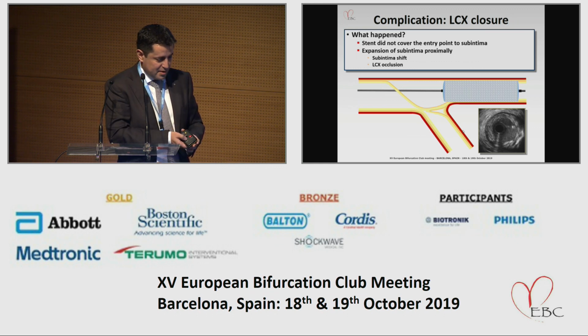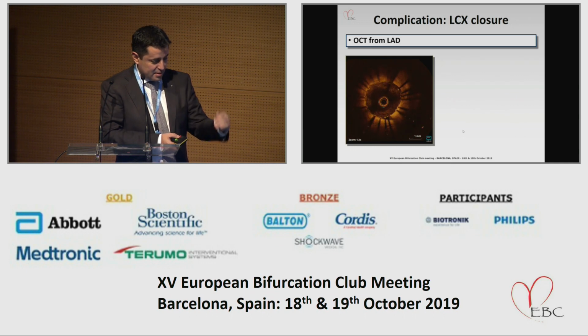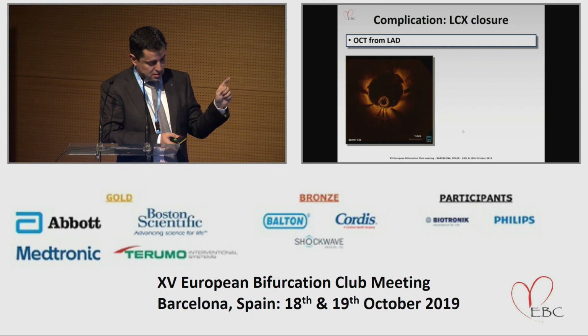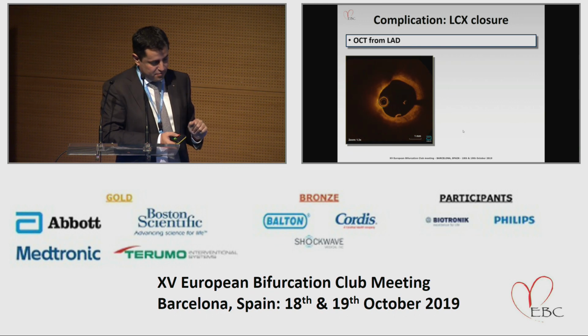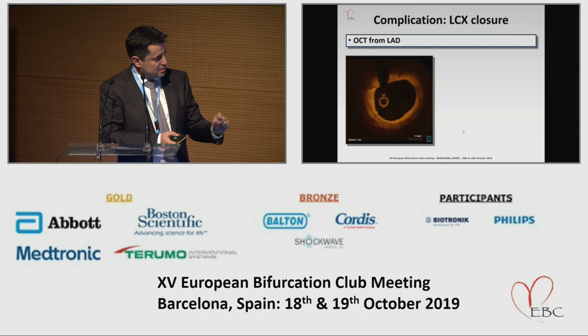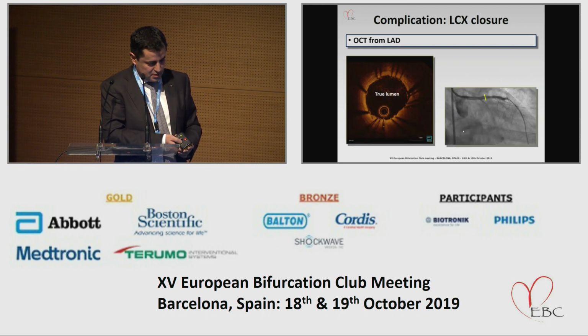So after having understood what had happened, we checked this time from the LAD. We did an OCT and noticed the true lumen smashed against the vessel wall in a small tract, and that double lumen that the professor was anticipating very nicely. This is explained.